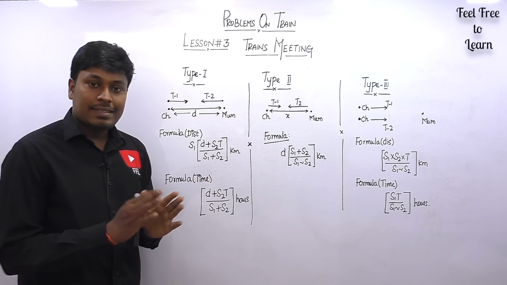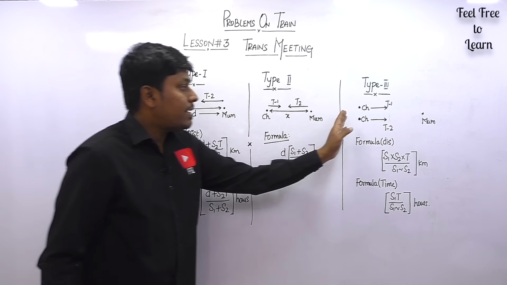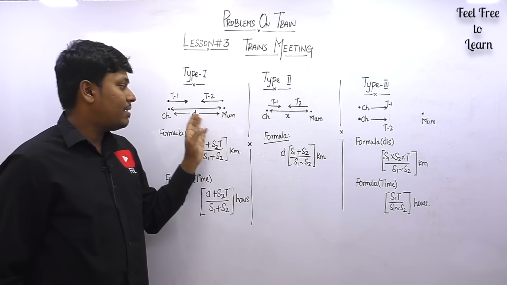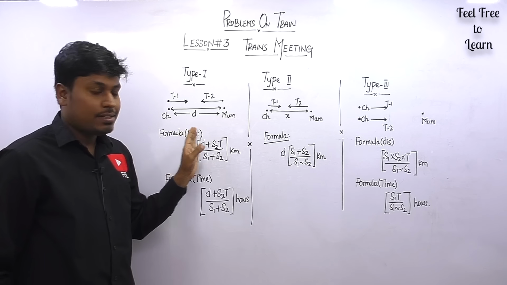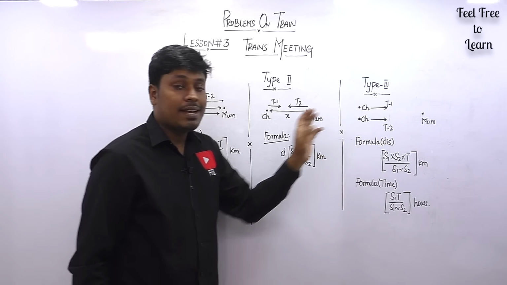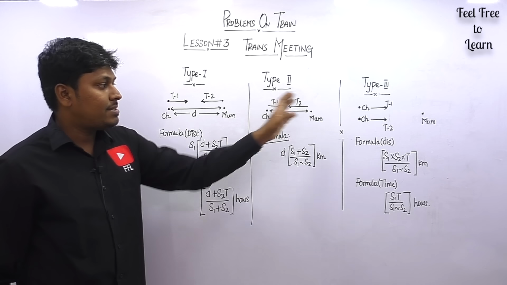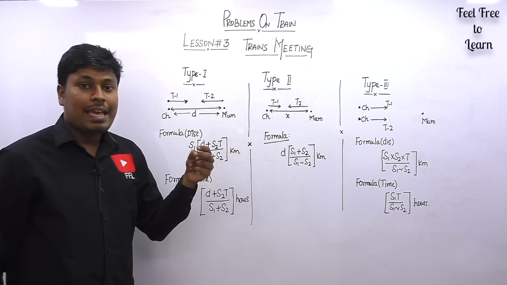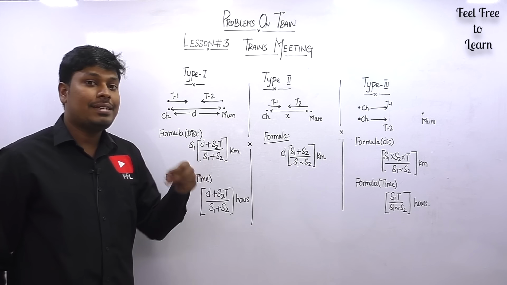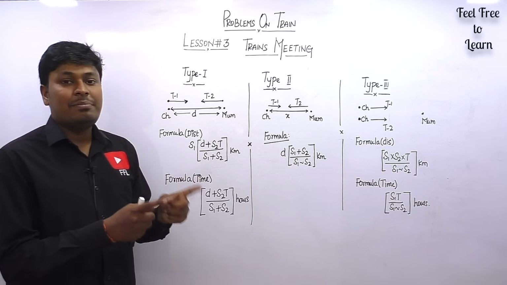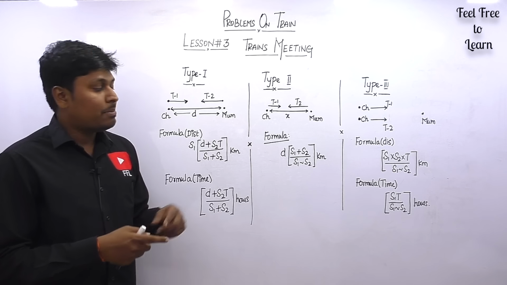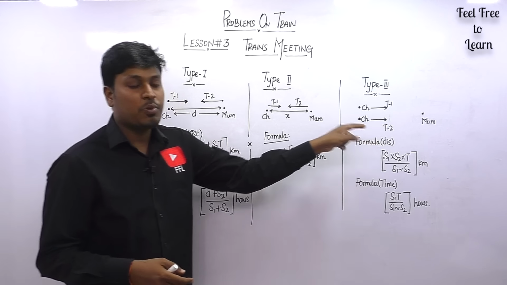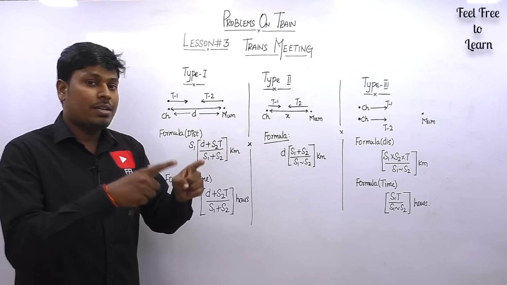And type number 3 is completely different, because both the trains are starting from one station, right? In the earlier types both the trains start from different stations, but in this case both the trains will start from the same station and reach another station, but there will be a delay, right? So train 1 starts at 8 AM in the morning, train 2 starts at 10 AM in the morning. There is a delay while starting, but the question will be at what distance both the trains meet, or otherwise at what time both the trains meet.